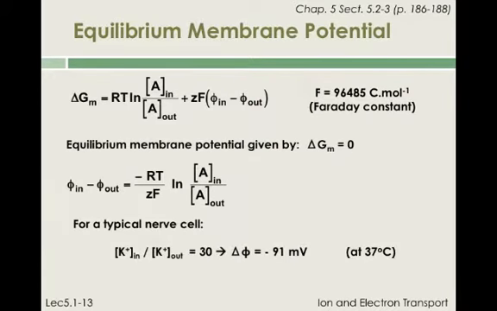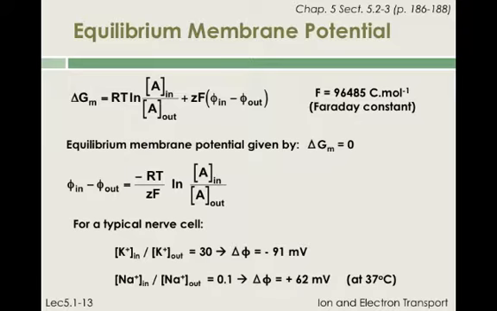If we consider a typical nerve cell, then the potassium molarity is 30 times larger in the cell than outside the cell, which leads at 37 degrees Celsius to a potential difference of minus 91 millivolts for potassium across the membrane. On the other hand, the sodium molarity is 10 times larger outside the cell than inside the cell, which leads to a potential difference of plus 62 millivolts for sodium across the membrane.